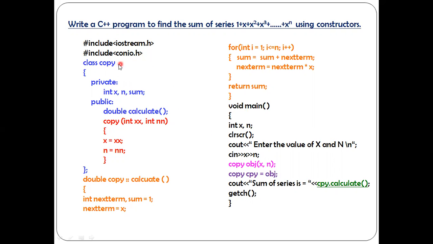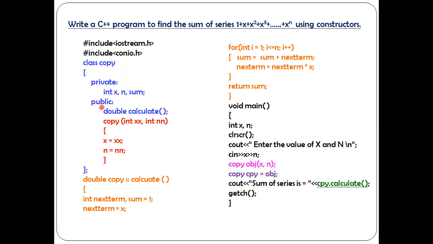Then comes the class declaration. Class is a keyword. What is the name of the class? Copy. Open flower bracket. Then next, some data members are declared here. Have a look at these data members x, n, sum. All the three data members are of integer data type, and they are declared under which access specifier? Private access specifier.